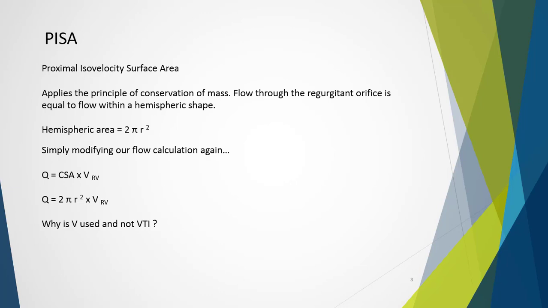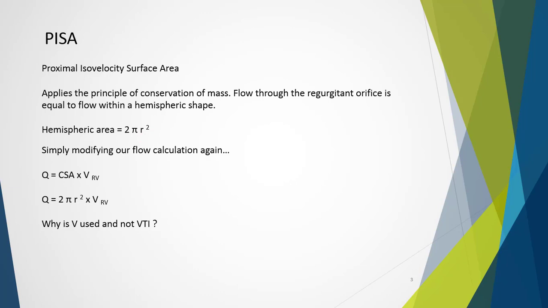The PISA method is another way, when we use ultrasound, to evaluate a regurgitant valve. It is also based on the same principle of the conservation of mass. It is also important to note that many students misinterpret isovelocity as isovolemic from previous physiological learning. This calculation makes the assumption that flow through the regurgitant orifice is equal to flow within the hemispheric shape of flow convergence. A radius is measured from the valve leaflets, and we obtain 2 pi r squared.